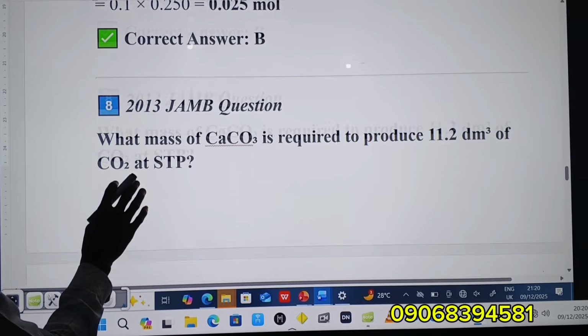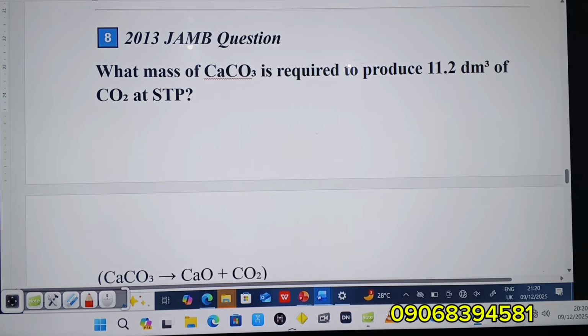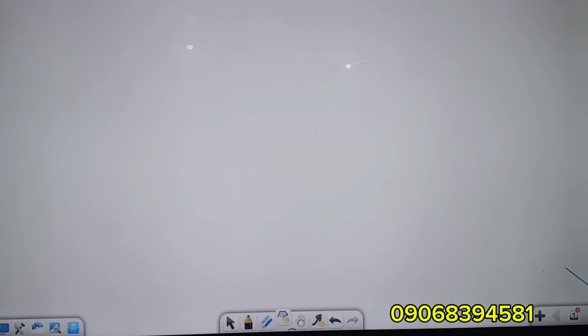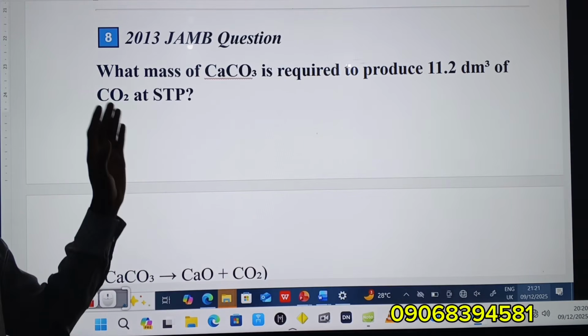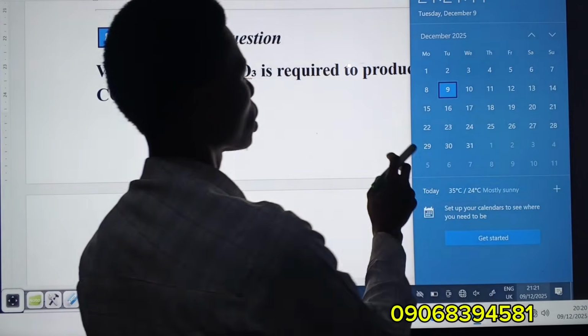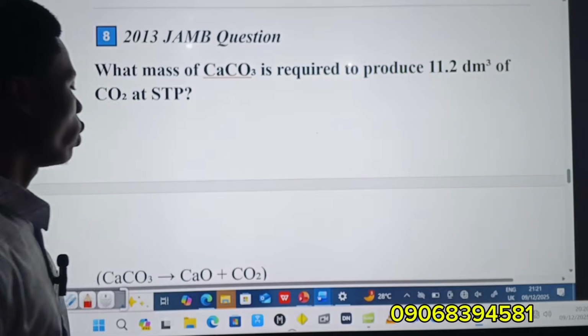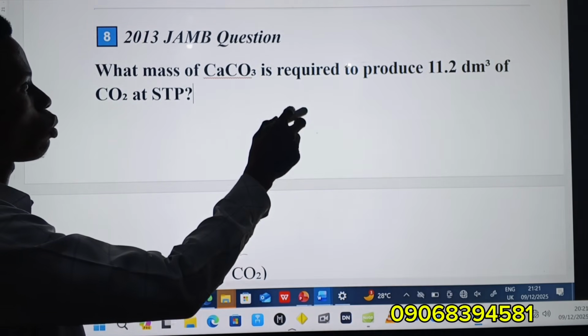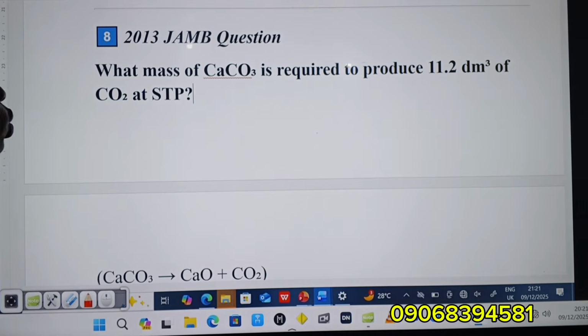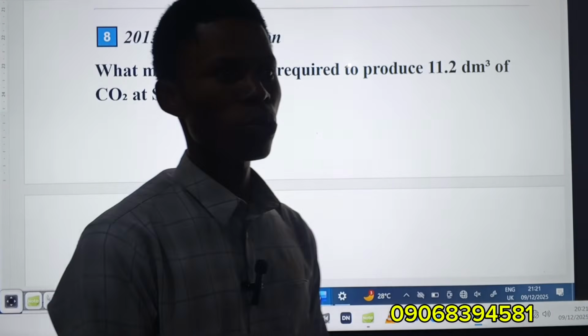Let's move on to the next one. What mass of CaCO3, calcium trioxocarbonate, is required to produce 11.2 dm cube of CO2 at STP? I want you to look at this question, copy it down, solve it, and drop the answer in the comment section.